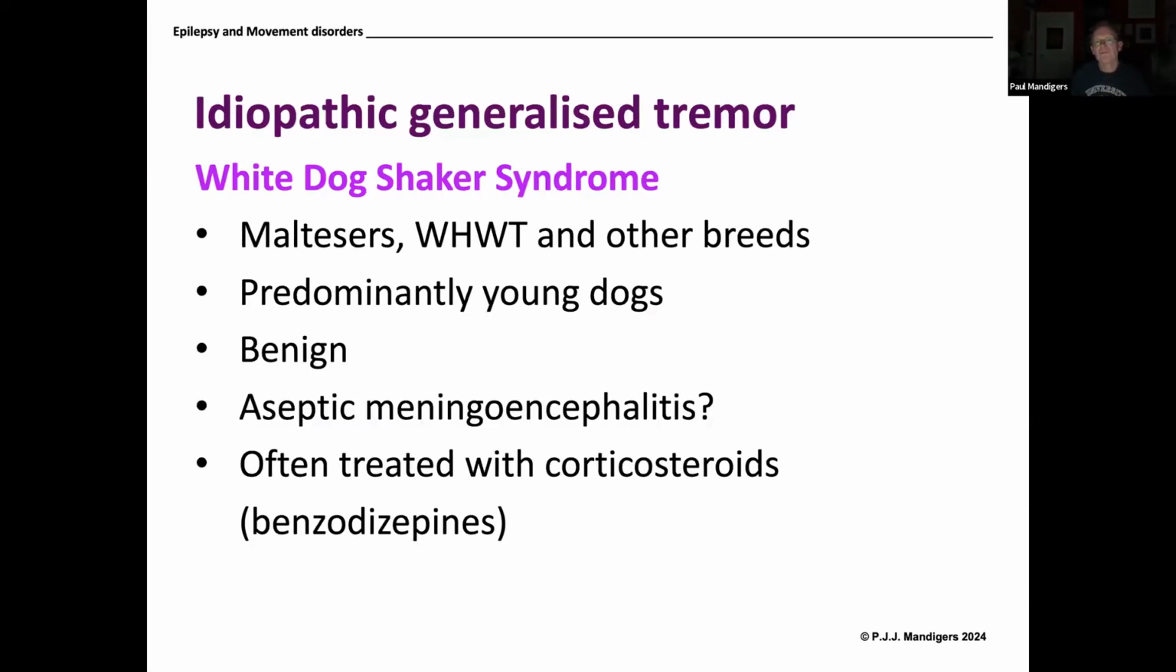Now, one of the first movement disorders ever described was actually, the first was actually Scotty cramp. And when they described it, they called it Scotty cramp. And why? Because it was visible in a Scottish terrier. And the other one, the second one described, was the white dog shaker syndrome.